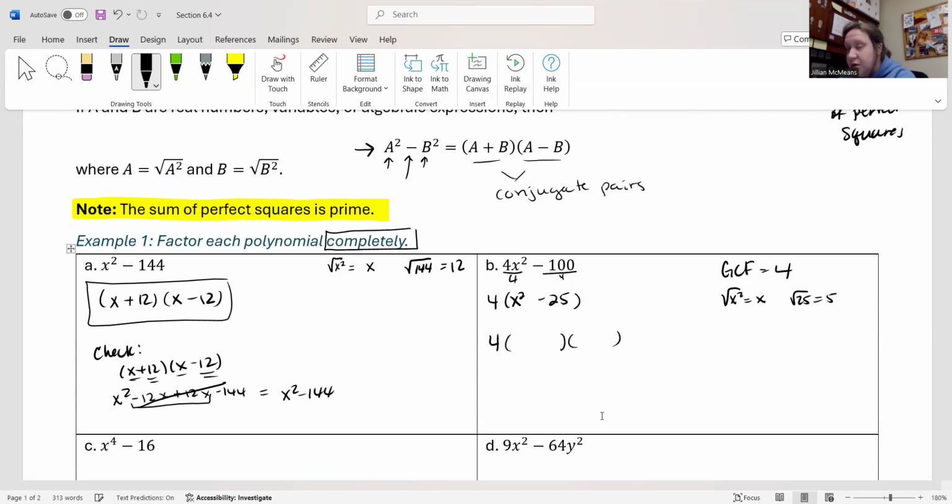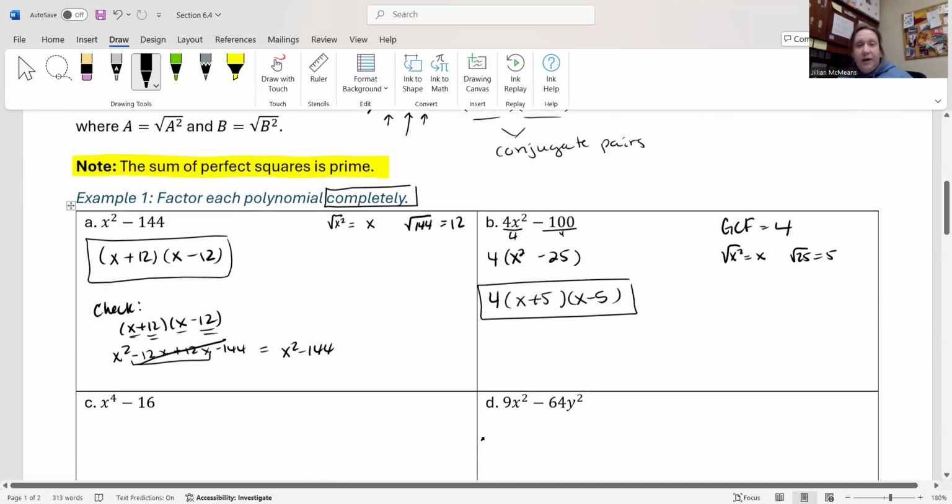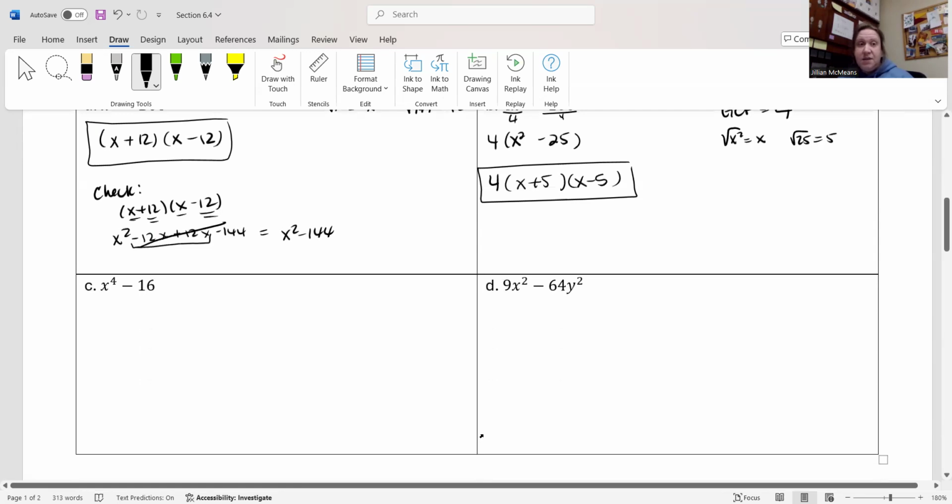And then I want to take those square roots that I found, and I want to add them and then subtract them. And there you have it. So if you wanted to check this one, you could multiply the two binomials and then distribute a 4 at the end. Okay? So there you have it. Factoring the difference of squares is quick. It's easy. All right. X to the 4th minus 16.